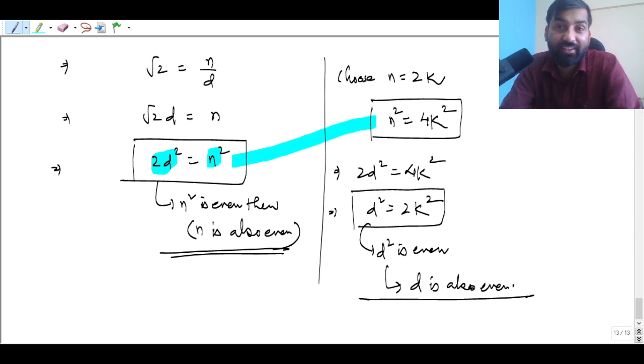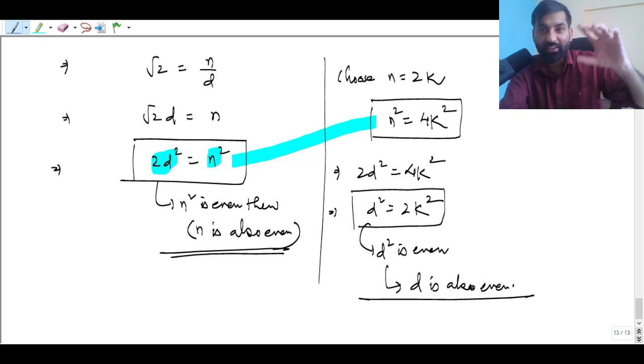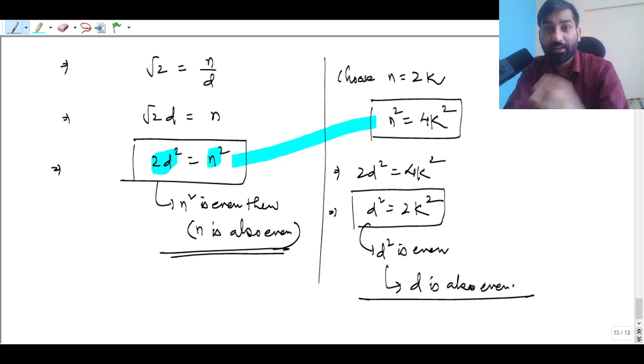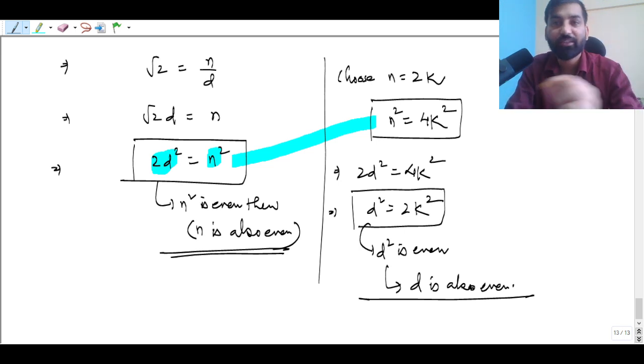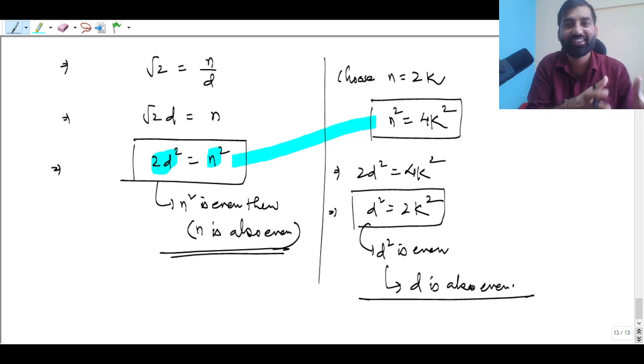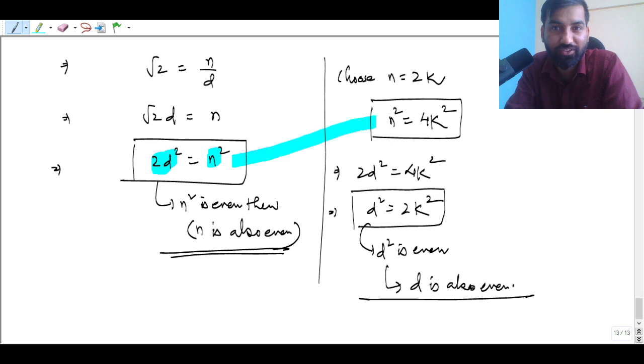And if d is even, in the beginning our assumption was that root 2 can be written as n by d, where n and d are integers without any common prime factors. But here, if n and d are even numbers, then certainly there will be something common, that is nothing but 2. So my assumption is now contradicted, right? There is some contradiction inside this manipulation.